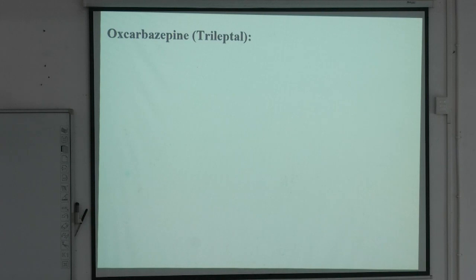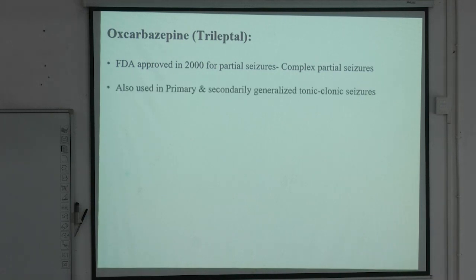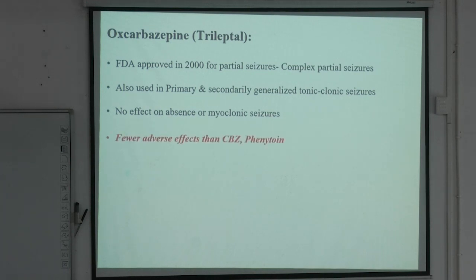So first is oxcarbazepine. So FDA approved in 2000 for partial seizures, that is complex partial seizure, carbamazepine. Also used in primary and secondary generalized tonic-clonic seizures, oxcarbazepine. No effect on absence or myoclonic seizures. Fewer adverse effects than carbamazepine and phenytoin. So oxcarbazepine is basically coming from carbamazepine, CBZ.